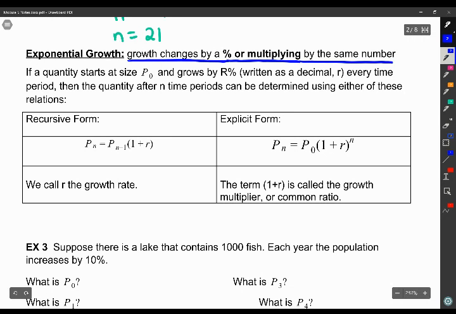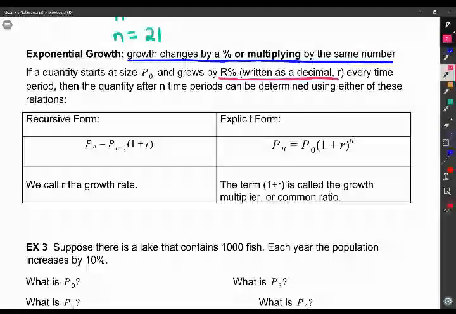So either one. If the quantity starts at size P sub 0 and grows by r percent, and this is the key part here, always write it as a decimal. And then the quantity after n time periods can be determined using either of the relations. So notice again, you've got the recursive formula. This part is always P sub n and P sub n minus 1. It never changes.